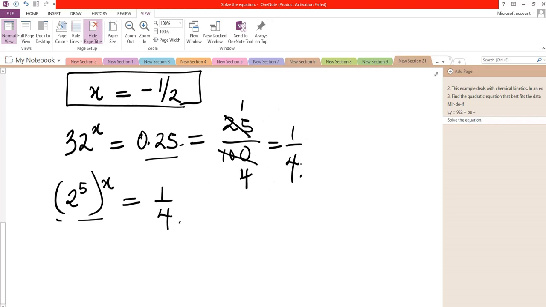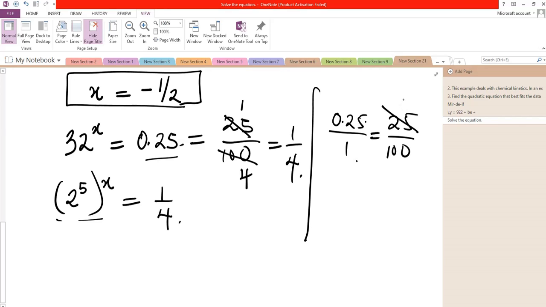Another way for you to also note this, if you say 0.25 divided by 1, this is the same as multiplying both the numerator and the denominator by 100, you have 25 all over 100. Divide 25 by itself, you have 1. Divide 100 by 25, you have 4. So it is 1 all over 4.